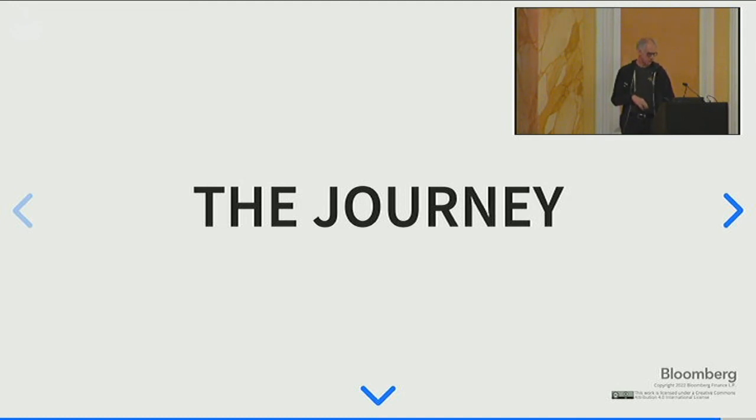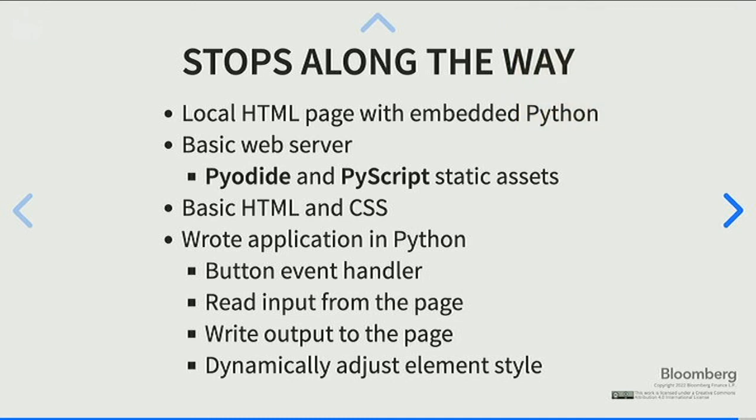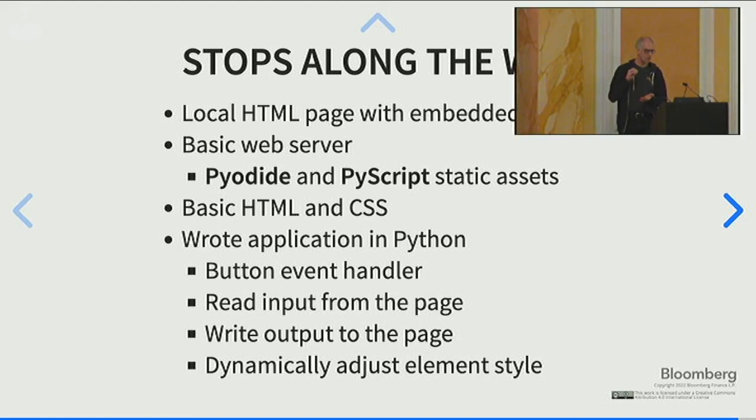So what was our journey? Our stops along the way were a local HTML page with embedded Python that we just file opened into the browser. We set up a basic web browser where we then set up Pyodide and PyScript as local assets. We learned some basic HTML and CSS. And then we wrote an application in Python where the button handler was in Python. We were reading and writing output to the page in Python. And we were dynamically adjusting styles of components on the page from Python.